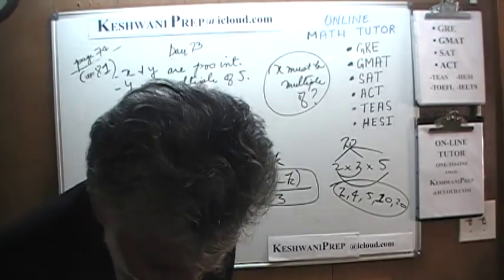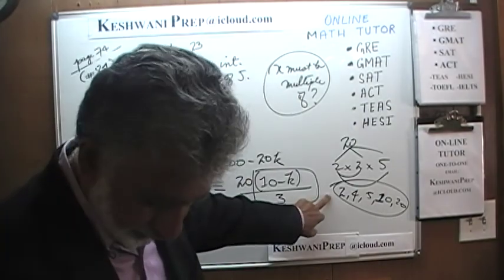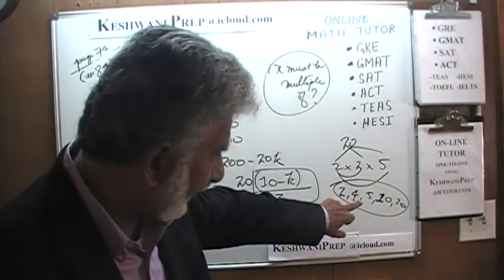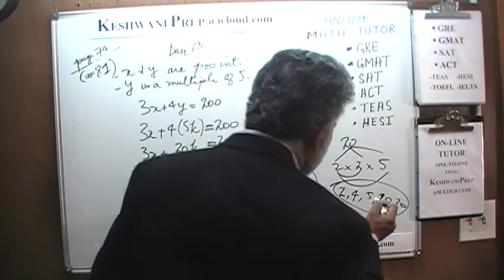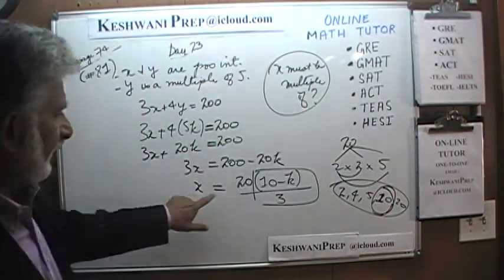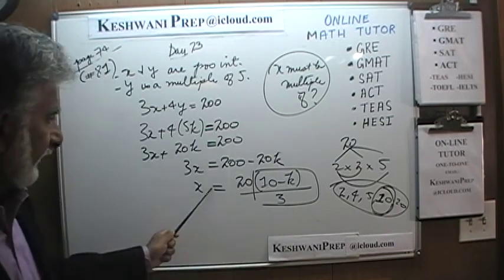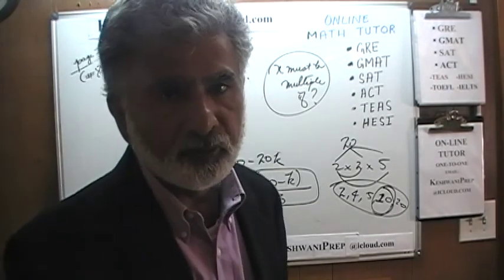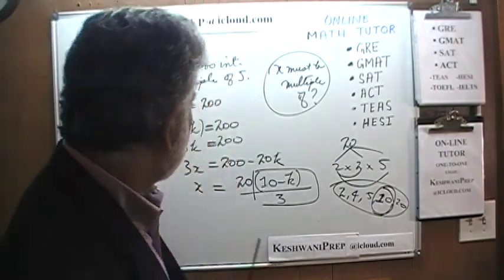Let's look at the answer choices. We have a 3. 3 is not here. We have a 6. That's not here. We have a 7. That's not here. We have an 8. 8 is not here. 10 is right here. There you go. x must be a multiple of 10. Of course, x is a multiple of 10 because x is a multiple of 20. If something is a multiple of 20, it must also be a multiple of 10. That's all.